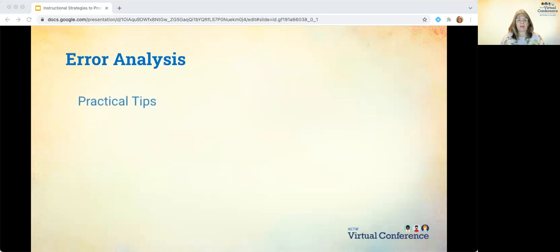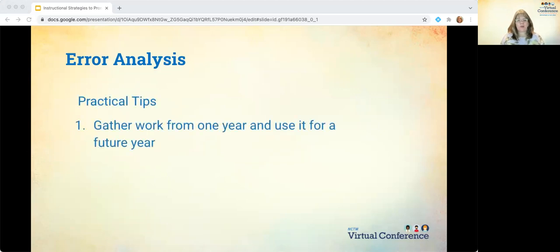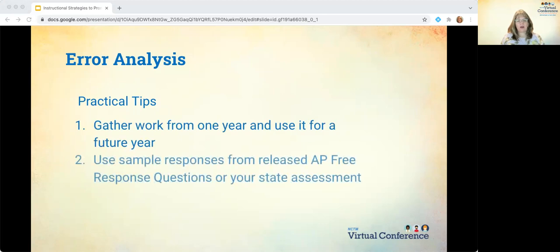So how would you use error analysis in your classroom? What are my practical tips? First, gather work from your students in 1 year and use it in future years. You could also use sample responses from released AP free response questions or your state assessment.